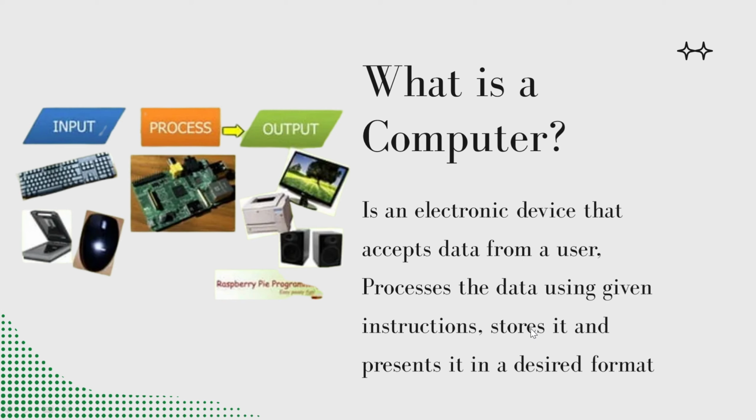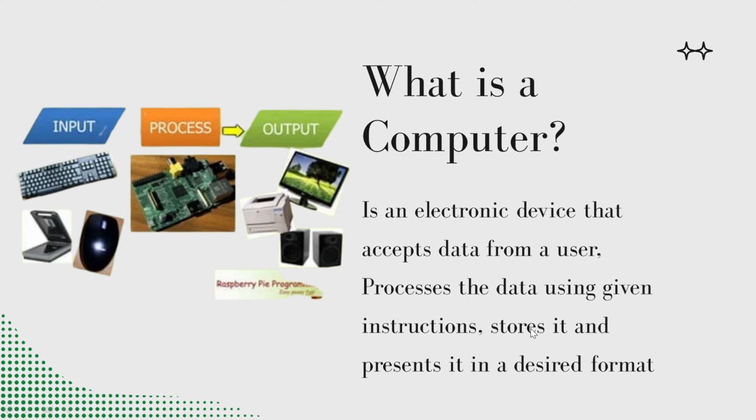Now, a computer is an electronic device that accepts data from a user, processes the data using given instructions, stores it and presents it in a desired format. What I'm trying to say is that a computer is basically an electronic device or a state device. And by state device, I mean on and off. It can be switched on and off. Now, it receives data from a user. It processes the data using the instructions that have been provided by the user. And finally, what does it do?